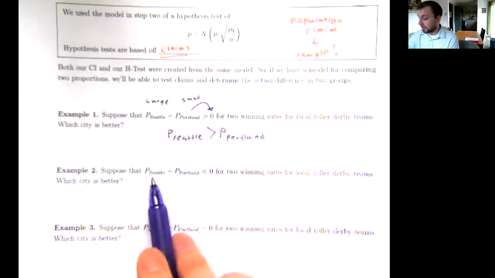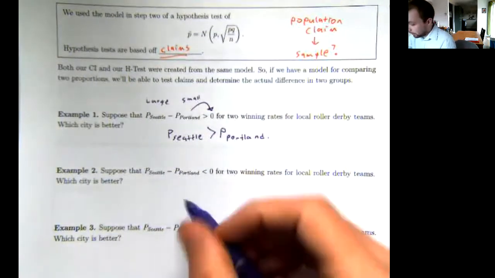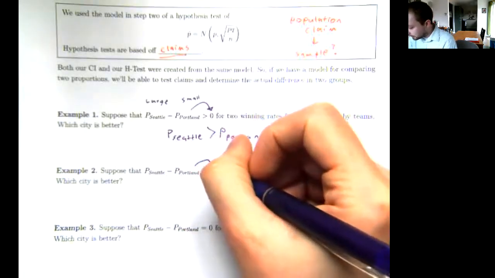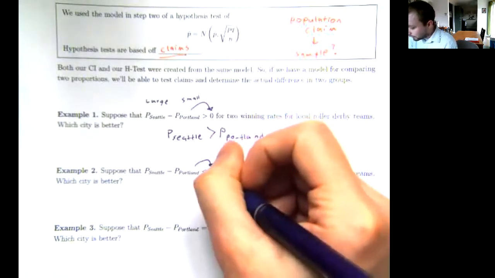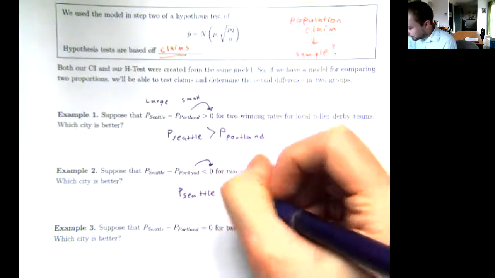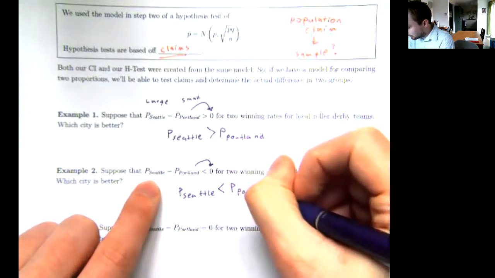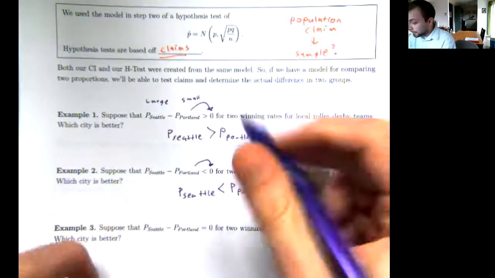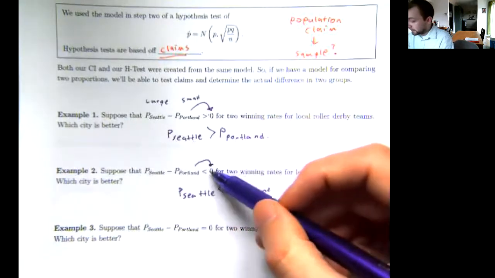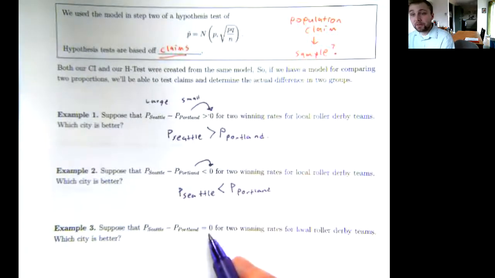Let's suppose I do the comparison Seattle minus Portland, and this time I get a negative number. Well, again, I can get rid of this subtraction by adding this to the other side. Inequality stays the same. So this would tell me that Seattle did worse than Portland. So if it's greater than 0 when I do the subtraction, Seattle's better. If it's less than 0, Seattle's worse. What do you think happens if it's equal to 0?